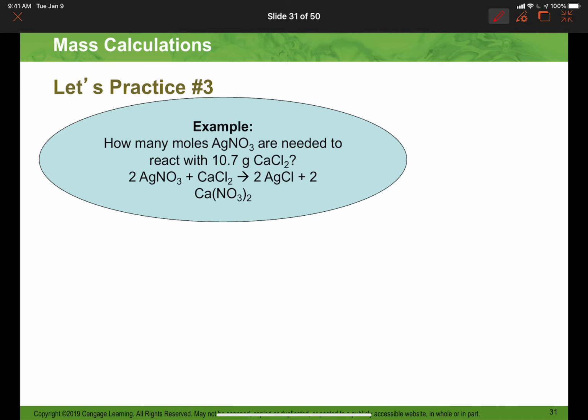One more time, guys. Also pause the video at this point, please. Read this problem. See if you can figure it out. Where am I starting? Where am I going? Okay. So it says, how many moles of AgNO3, this is where I'm finishing, because they're asking me how many, are needed to react with 10.7 grams of CaCl2. This is where I'm starting. Okay. So we're going to write what we start with. We are starting with 10.7 grams of CaCl2. Let's look at our chart.